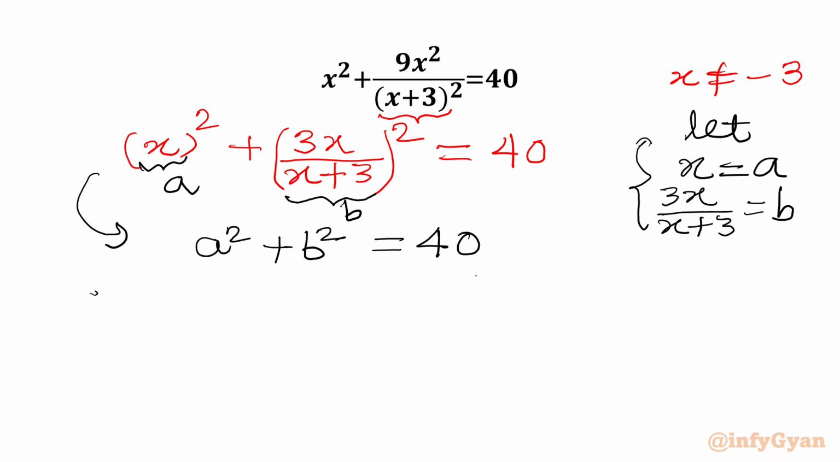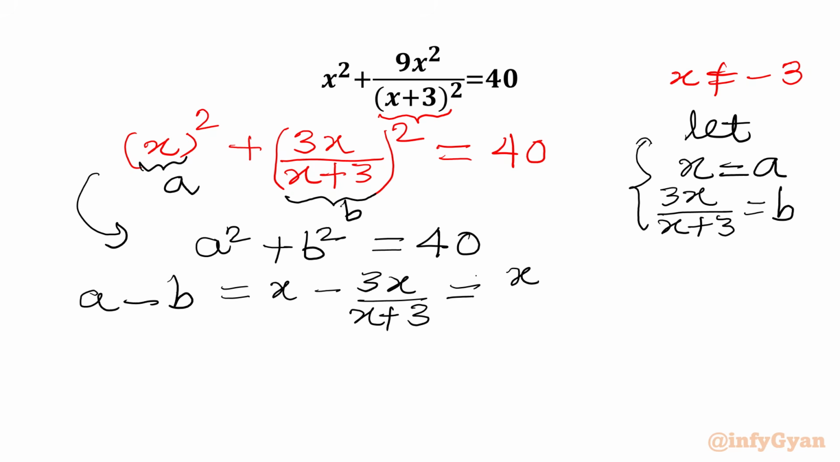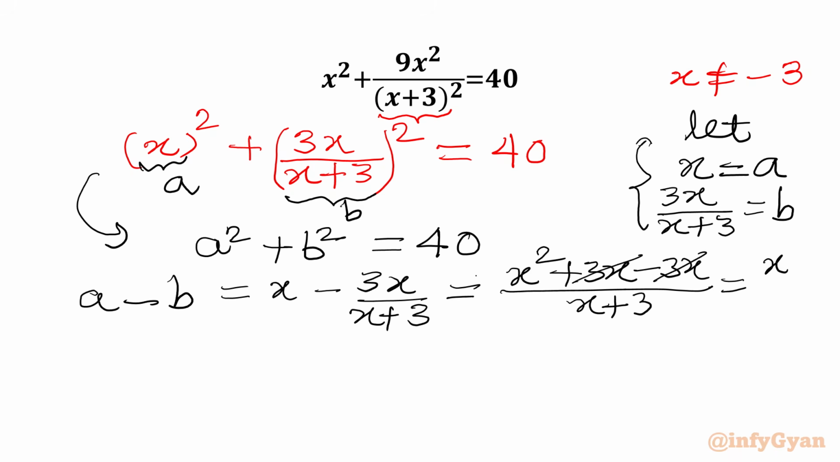So if I find the a minus b value, then I will be getting x minus 3x over x plus 3. After taking LCM, we will get x times x plus 3 minus 3x in the numerator, which will give us x square plus 3x minus 3x over x plus 3. After cancelling plus and minus 3x from the numerator, we will get x square over x plus 3. This is a minus b.